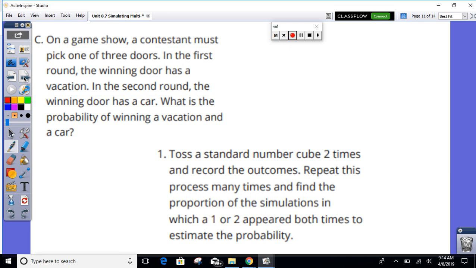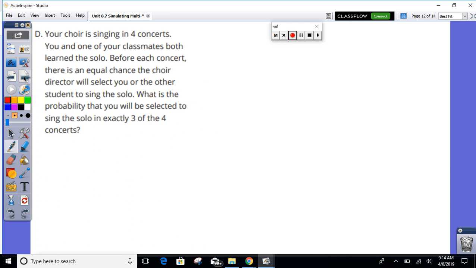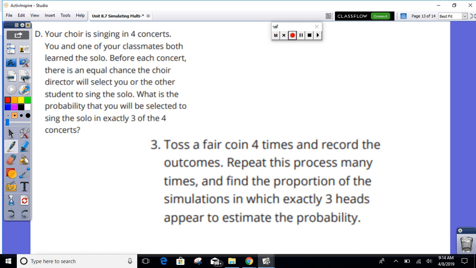What is a standard number? It's a 6-sided dice. Can't they just say 6? Standard means a dice, well, no, because there are dice with other sides too, so when they say standard, it means 6 sides. All right, our last one, D, obviously has to go with number 3 because that's all we have left.